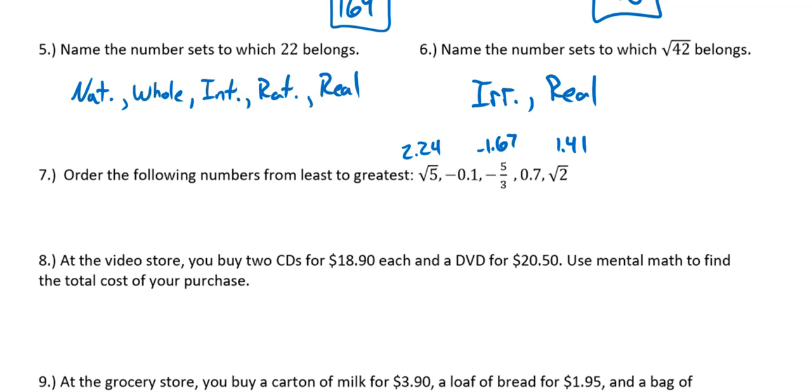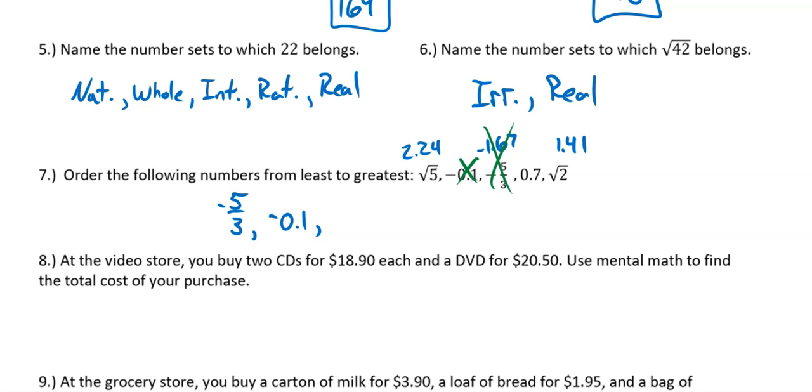So as I look through this, I'm going to start with the negatives. The most negative of these numbers is the negative 1.67. So that is the smallest, and I'm going to write that one first. And again, I'm going to write it in its fraction form. I go back to the original, okay? So that one's done. Next is going to be the negative 0.1. So that one's done. And now I'm moving into the positives.